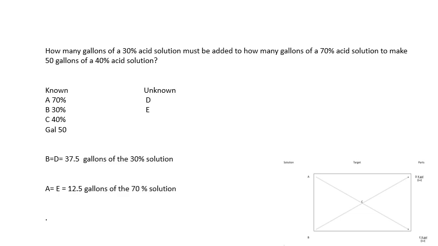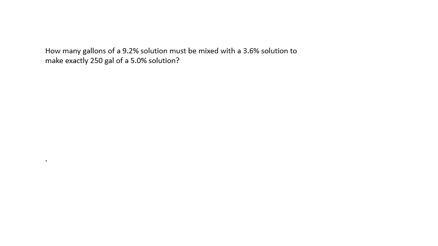Therefore, you need 37.5 gallons of the 30% solution, and you need 12.5 gallons of the 70% solution. So that's what you'd have to combine to make 50 gallons of a 40% acid solution. And on checking the math, you can do the 37.5 plus 12.5, and that equals 50 gallons. All right, let's jump right into another one.